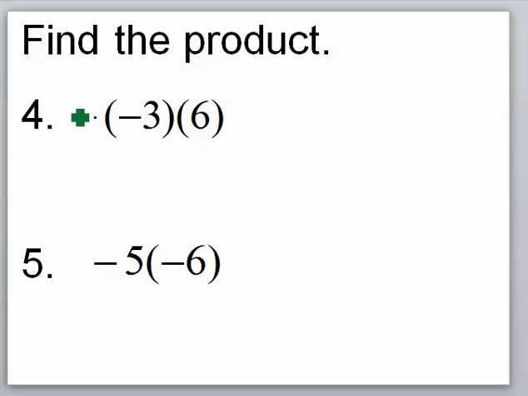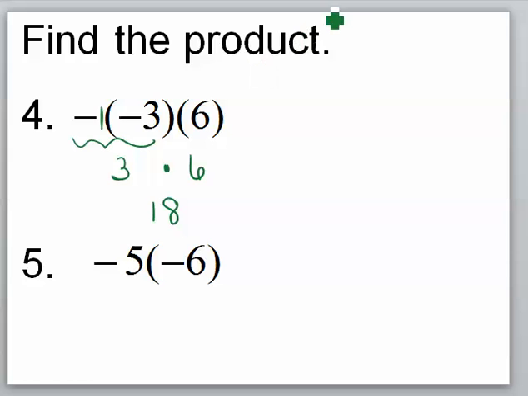Now if you look here, you have an extra negative. Well, that's like having a negative 1. So we're going to multiply left to right, and we can say negative 1 times negative 3. So a negative times a negative is a positive. 1 times 3 is 3. Times 6. 3 times 6 is 18.